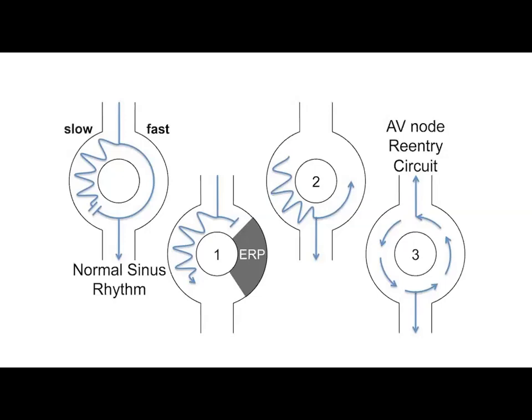It comes down here, and then when it gets down here, all of a sudden the fast pathway's refractory period is over. It's ready for more electrical activity. And all of a sudden it goes back up the fast pathway, and that's how you get your circuit. So it's going up and down, up and down, up and down at a rate that is a little variable compared to atrial flutter. It's stimulating your ventricle to beat all the time. It's also stimulating your atria to beat in a retrograde fashion.